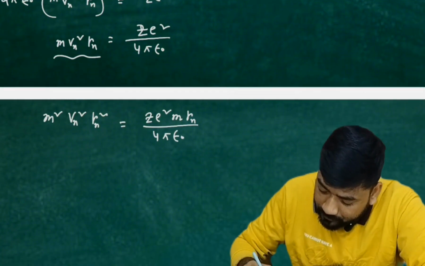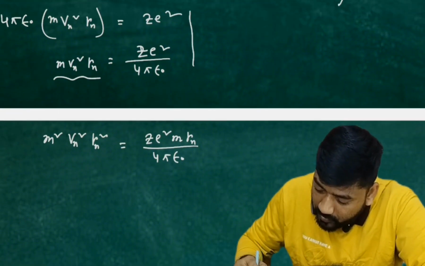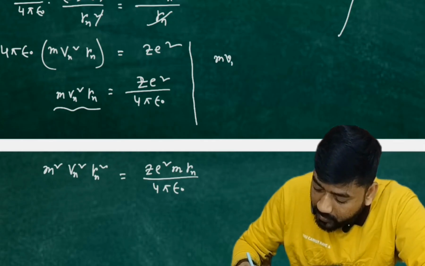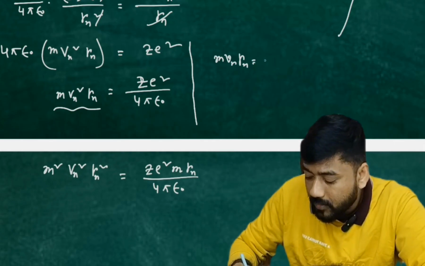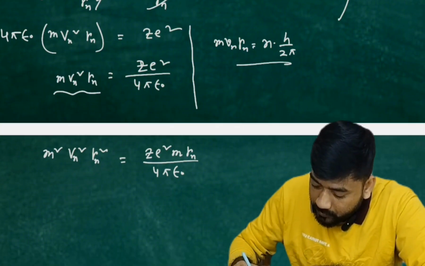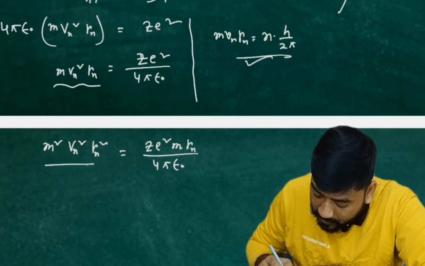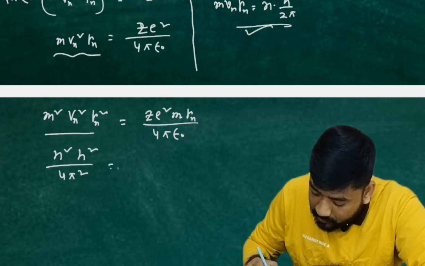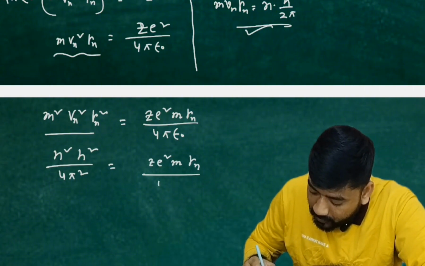Now you know, according to angular momentum quantization, we already have mvr, that means mvn Rn equal to n into h upon 2 pi, where n is 1 to 3. So now if you put this value here, you will get just n square h square upon 4 pi square, that is equal to Z square m Rn upon 4 pi epsilon naught.